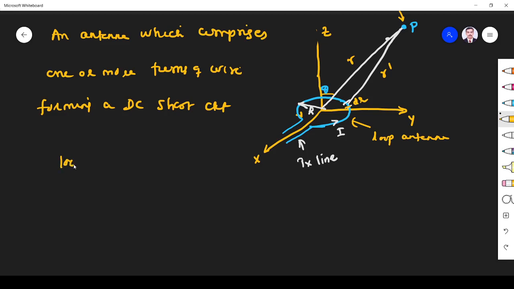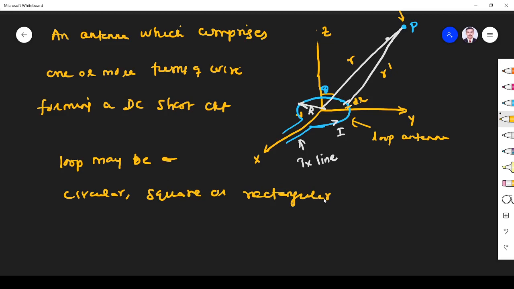Second, the loop may be circular, square, or rectangular. This we must remember whenever we deal with loop antenna. This is very important for practical application. The main application is that it is used as a direction finder. So it's a very important application.